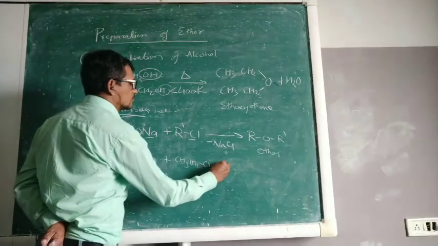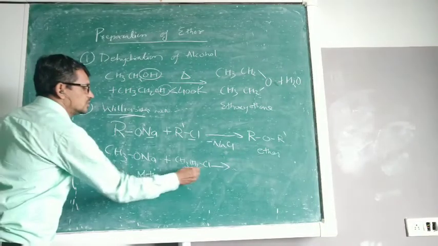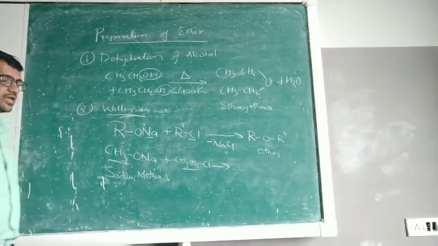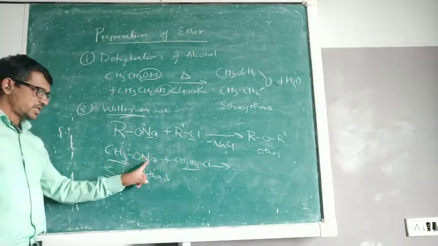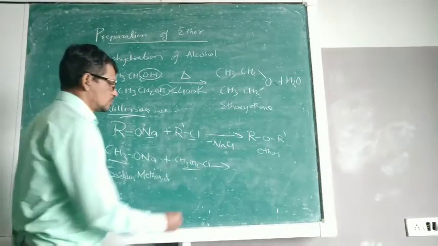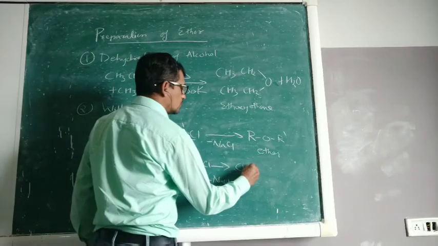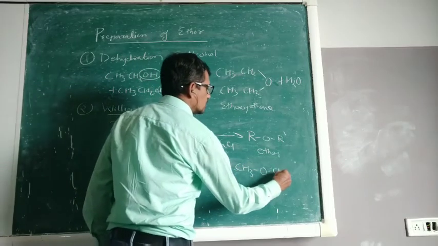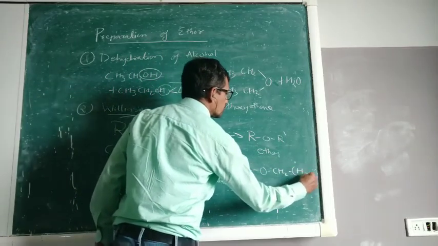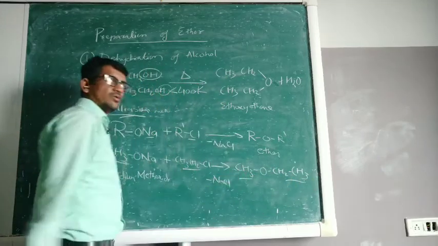CH3CH2Cl, then this carbon and this carbon unite, and in the middle it is oxygen. This Na and Cl will separate, so I am writing minus NaCl. And the compound is converted to CH3O CH2CH3. 2 carbon, 1 carbon.